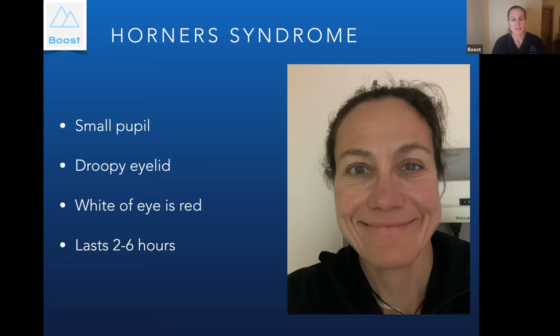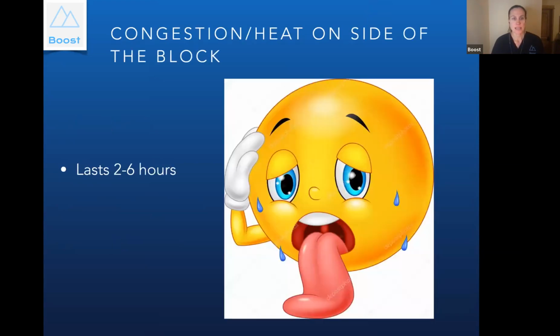So you can see in this picture, my left eye, my pupil is smaller. I have a droopy eyelid, and the white of my eye is a little bit pink. And that's called a Horner syndrome. 100% of people will have that after, if it was a good block. And that lasts between 2 to 6 hours, depending on your metabolism.